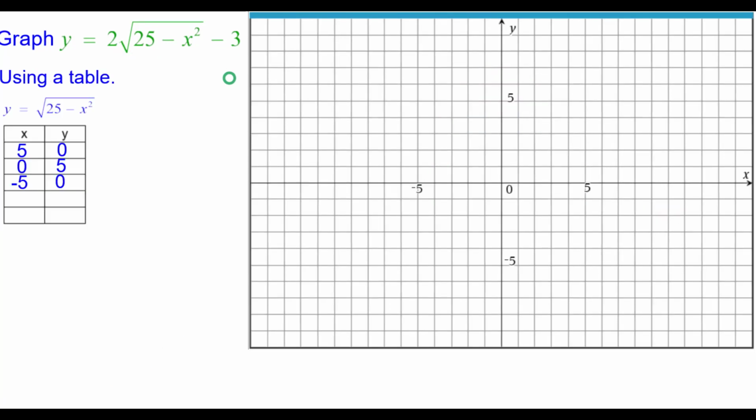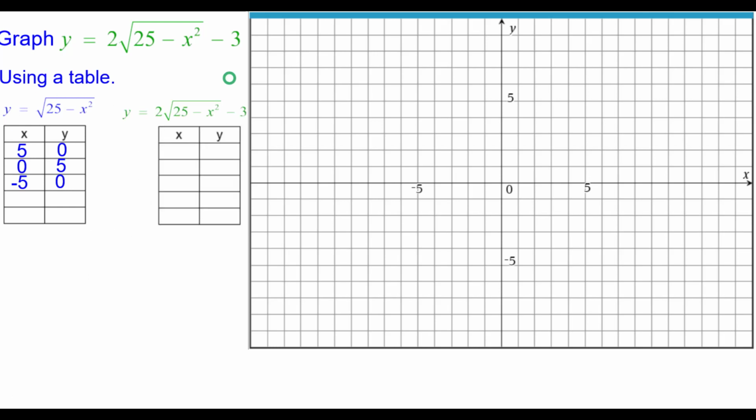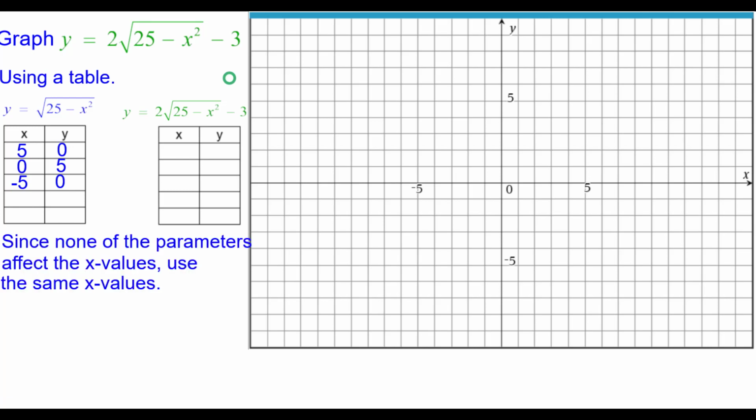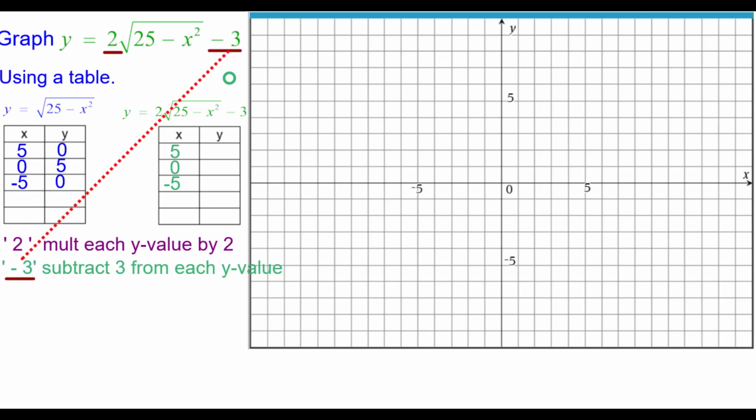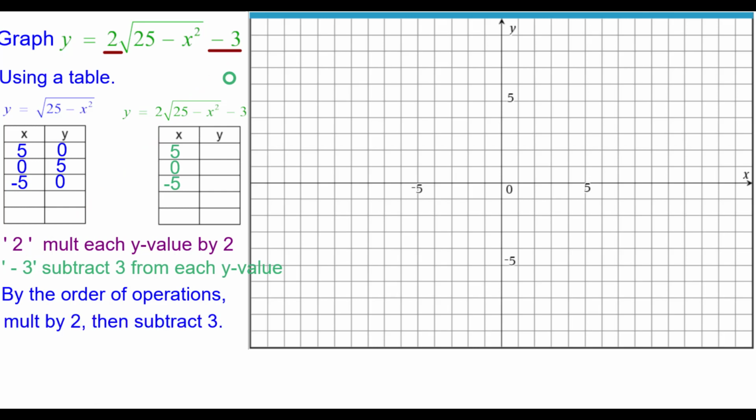Second way, using a table. Here are 3 points that are normally on the semicircle. None of the parameters affect the x values, so we'll use the same exact x values. We have to double the y values, and we have to subtract 3 from each y value. By the order of operations, we multiply first and then subtract. So we're going to multiply by 2, then subtract 3.